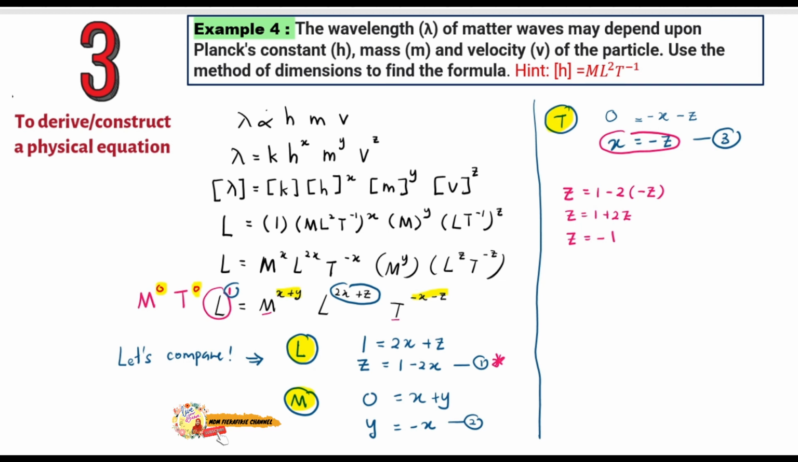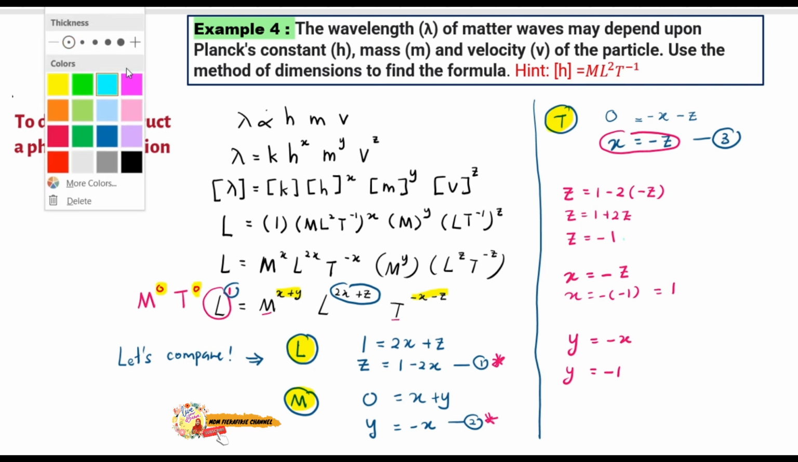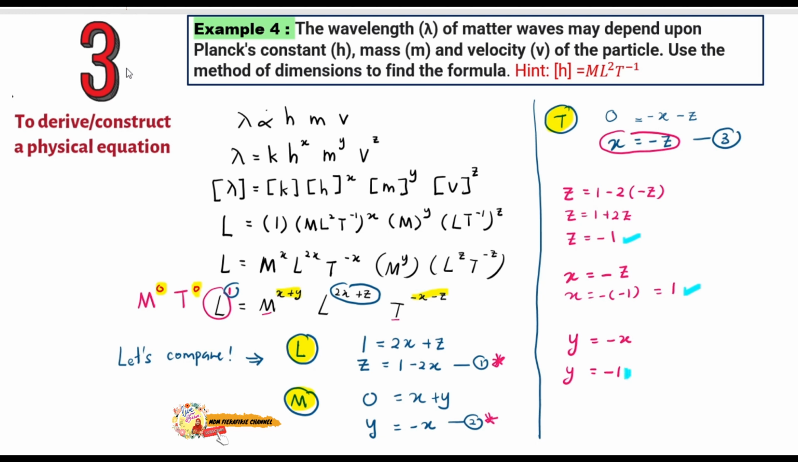And then for x, from the third equation, x is equal to negative z. Kita boleh masukkan negative z sini. Nilai z dah dapat tadi, kita gantikanlah. So x is equal to 1. Bila dah dapat nilai x, finally kita boleh cari nilai y. Therefore, y is equal to negative x from the second equation here. So y is equal to negative 1. Sekarang kita dah selesai cari nilai ini. Kita ada z, kita ada x, and kita ada y.